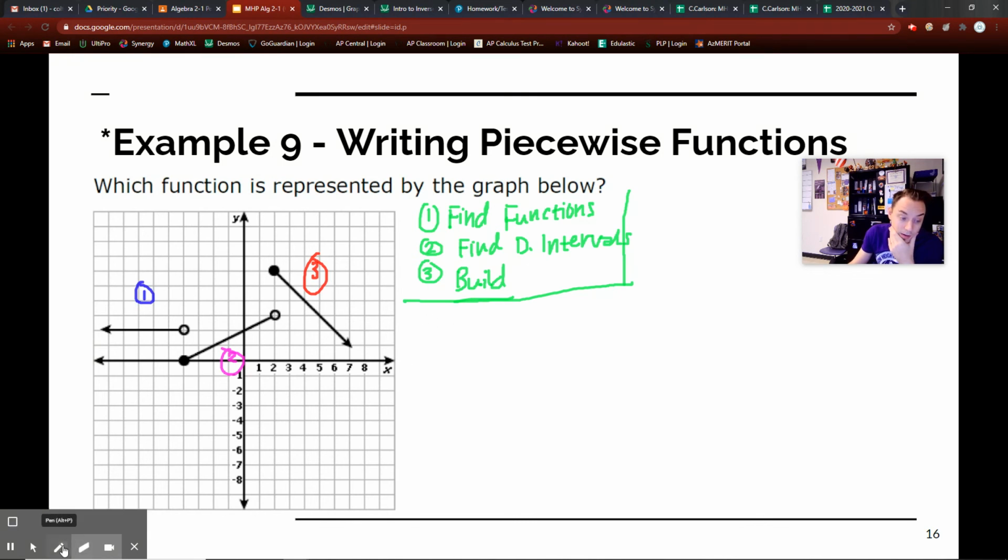What's my first step? My first step is to find my functions. What's my blue function? Well, let's start with y equals. Now look. So it's basically a horizontal line. Now if we continued this line, where would it hit? This would hit at 2, right? And it would continue on forever, correct? So it's a horizontal line, hits the y-axis, and it continues at 2.